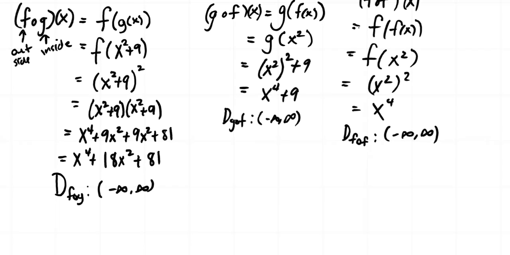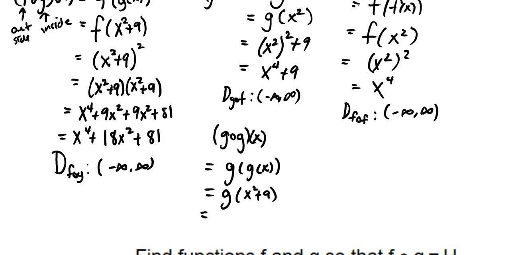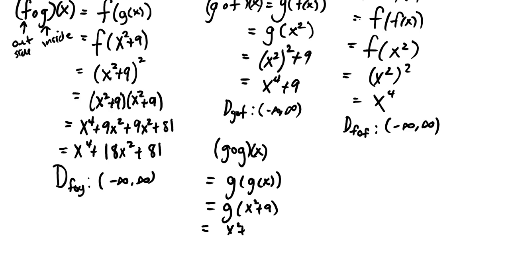And finally, let's work out g composed with g of x. That's g of g of x. G of x was given to be x squared plus 9. And we're substituting that into x squared plus 9. We'll simplify. That's x squared plus 9 squared plus 9.